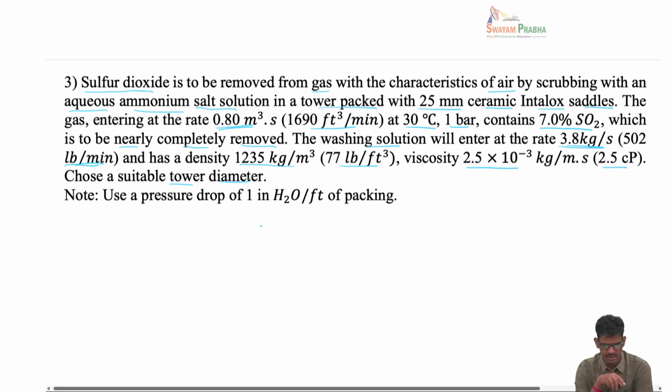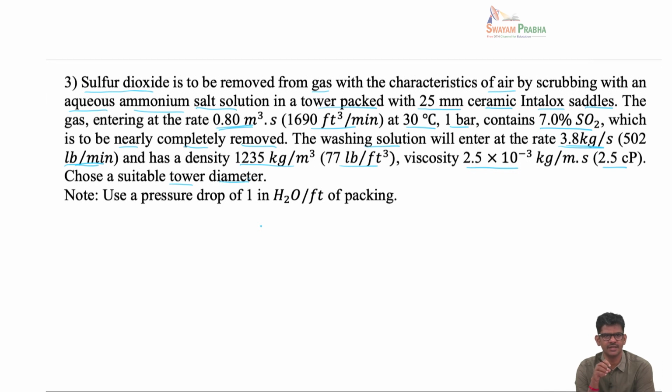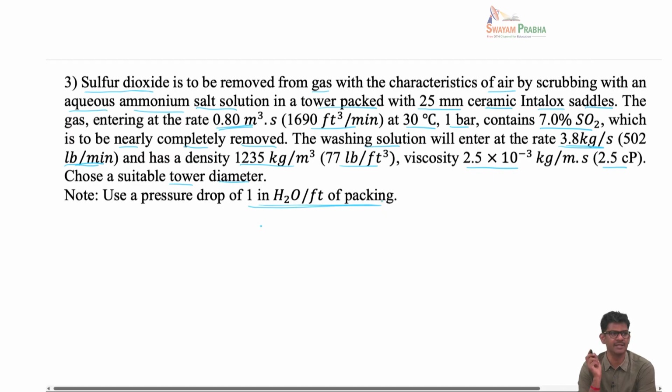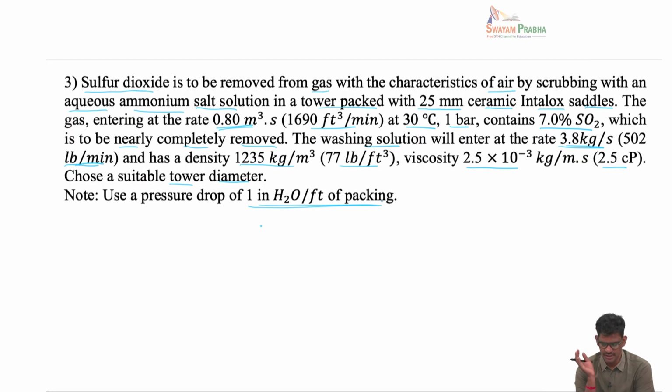In this problem, explicitly the pressure drop was not mentioned, so we say that we use 1 inch of H2O per feet because this is something close to the flooding limit. Okay, we will take this as the maximum pressure drop that is allowed. So this would mean the corresponding diameter would be the minimum diameter that is possible. Anything you want to have should be higher than this diameter.